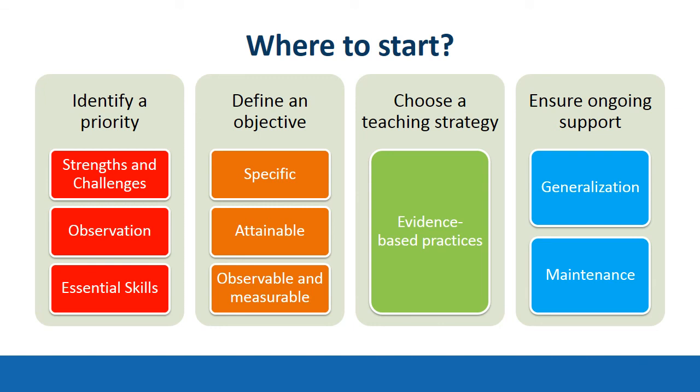And finally, it is important to note that a competency is considered mastered only when it can be generalized across different contexts and with different people and maintained over time. It is not very useful or functional for children to be able to make eye contact only with their parents and only at their home. Nor is it very useful for a child to master a skill but to forget it over time. So, ongoing support is essential to ensure that the skill is generalized and maintained.